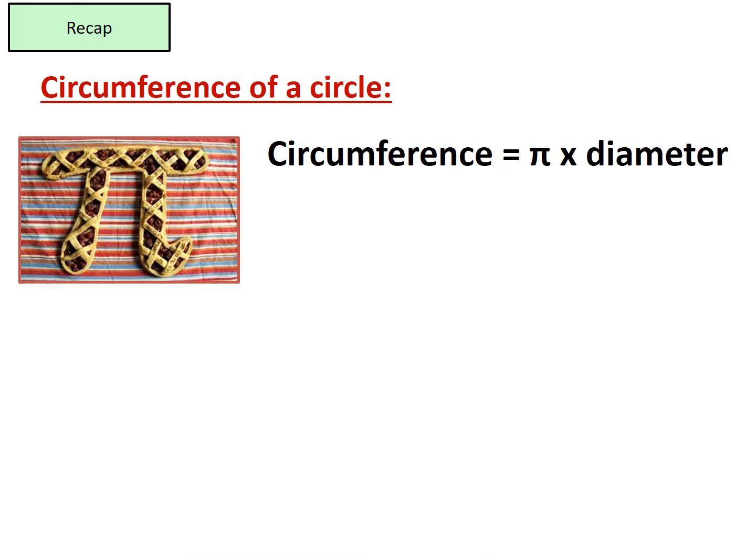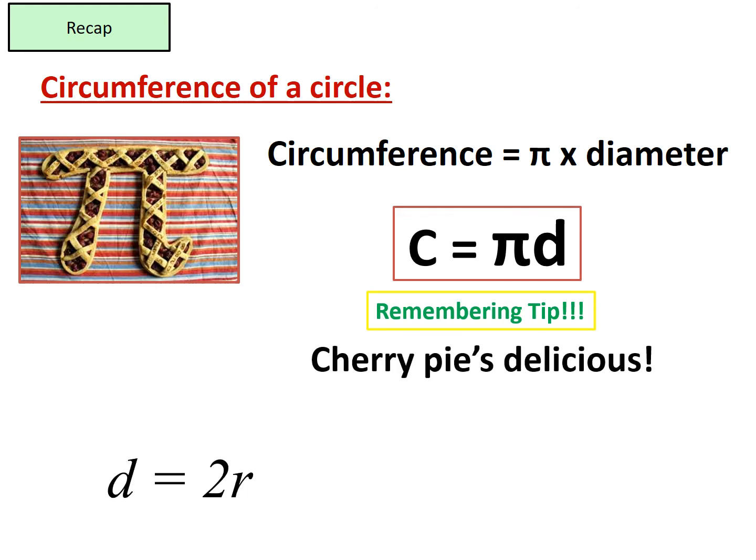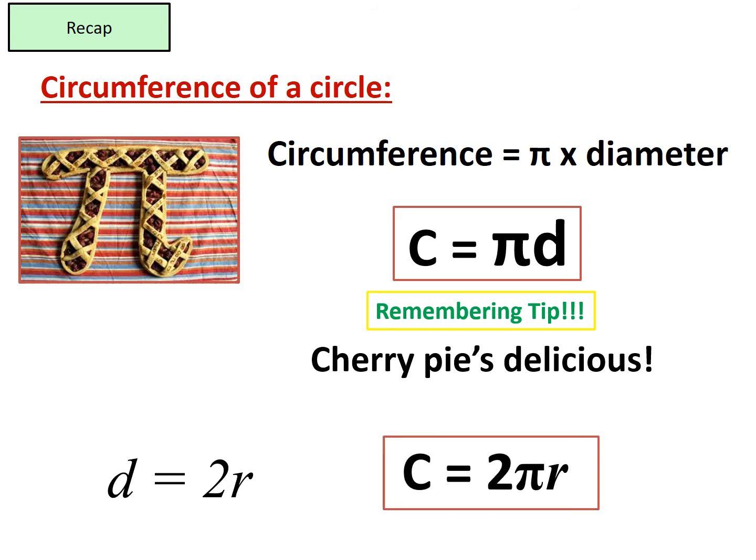So, quick reminder, the circumference of a circle is pi times the diameter. Remember, this is written down as circumference equals pi times d. Also, a remembering tip, the diameter equals 2 times the radius, so we can rewrite the formula of the circumference as circumference equals 2 pi r. Remember, these two formulas are the same.